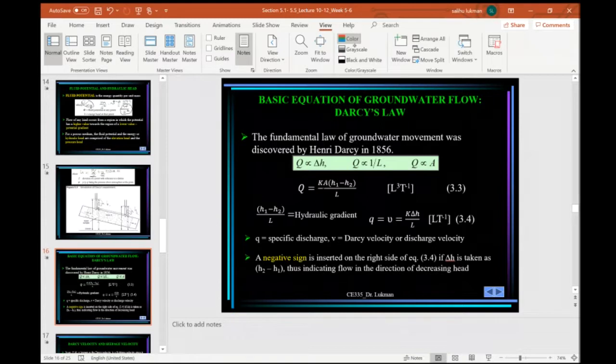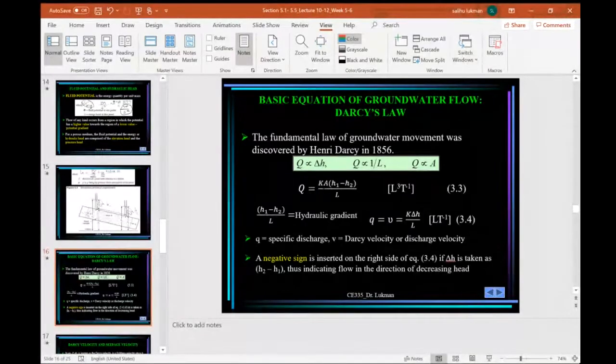The unit of small q is given as velocity; the dimension is L over T, which is the same dimension as velocity. It is called specific discharge because it is discharge per unit area. It is called Darcy velocity because it gives the velocity of the flowing fluid, although not in an open channel, because here you have porous media inside. It is also called discharge velocity.